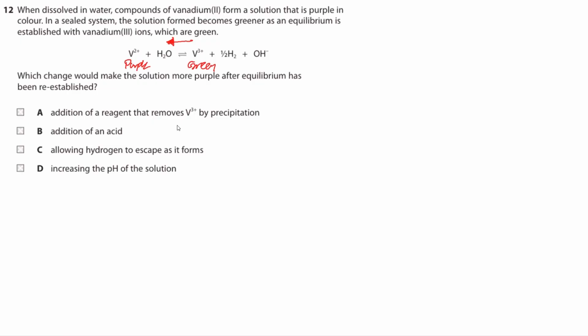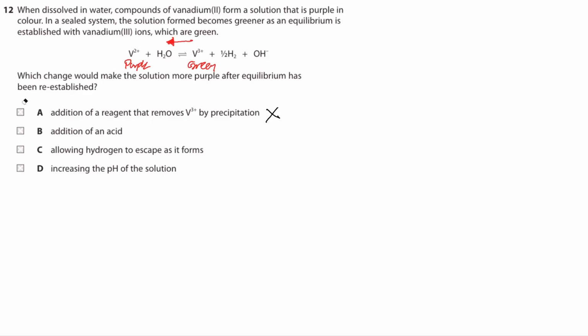Addition of a reagent that removes vanadium 3 plus ion. If you remove vanadium 3 plus ion, what will happen? The system will try to counter-react. How to counter-react? Produce more vanadium 3 plus ion. That means shift the equilibrium towards right hand side, which will not increase the purple color, it will increase the green color. That's wrong. Next one.